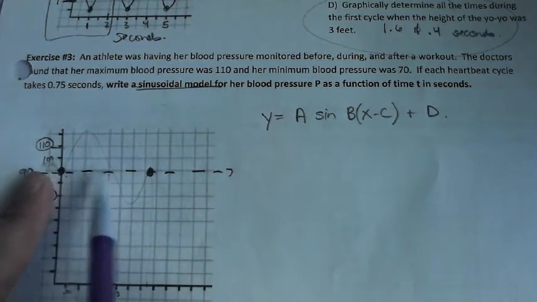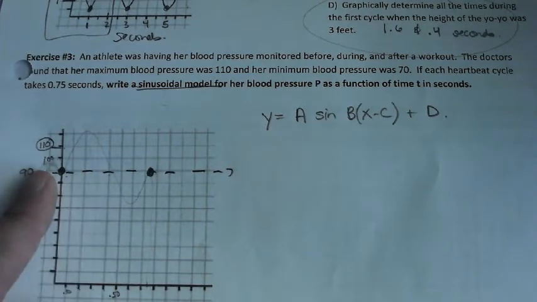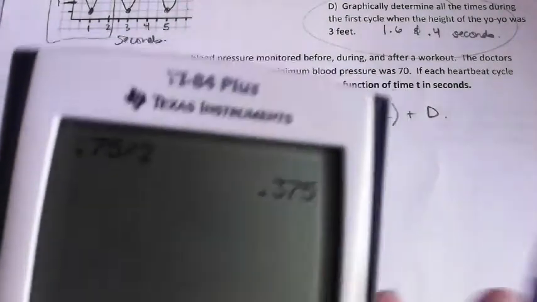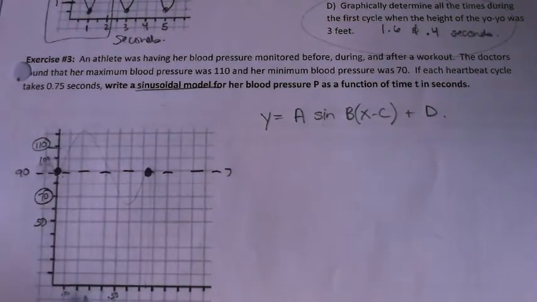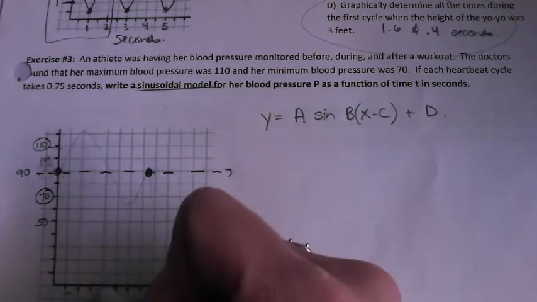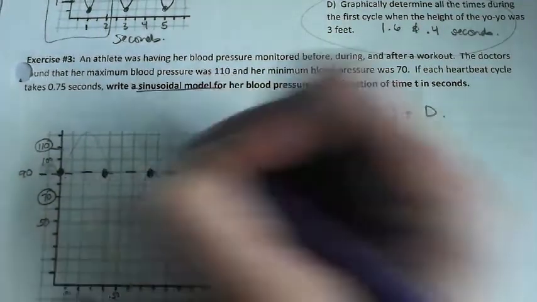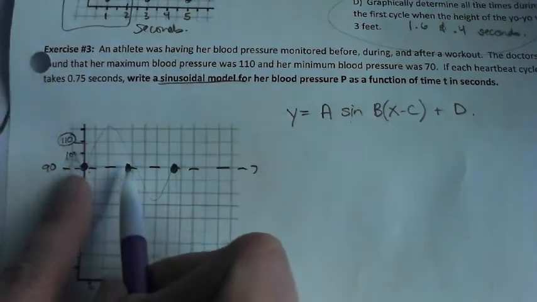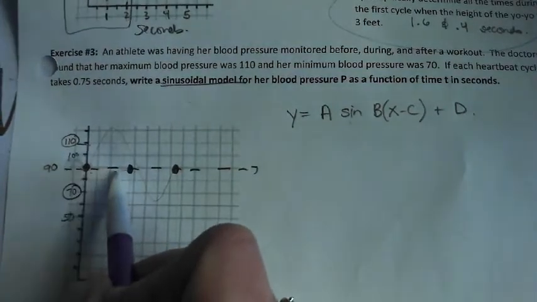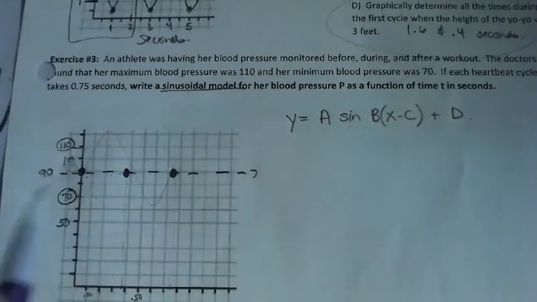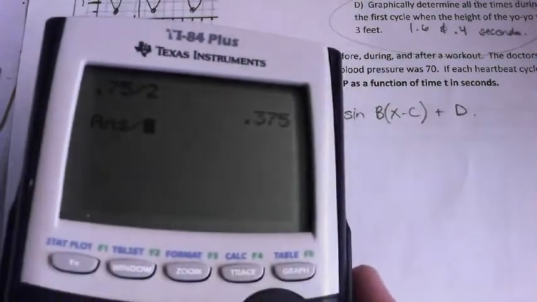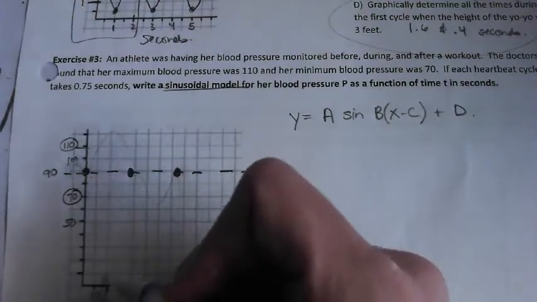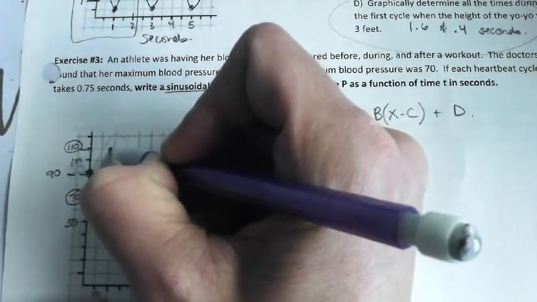What's halfway between 0 and 0.75? 0.75 divided by 2. Right, so we're going to be estimating here: 0.375, 10, 20, 30, 40, 37.5 is going to be right about there. And then the maximum is going to occur halfway between those two. So what's halfway between 0 and 0.375? Well, I'll divide that by 2. 0.1875, so that's just under 0.20, where I'm going to reach my maximum of 110.